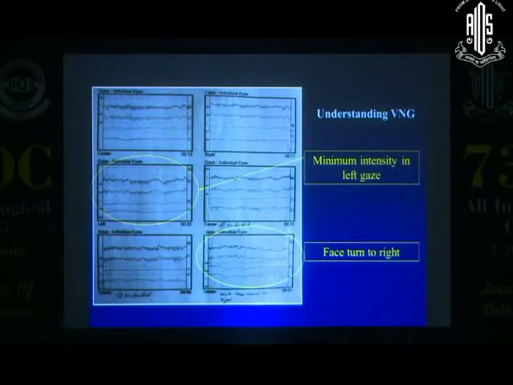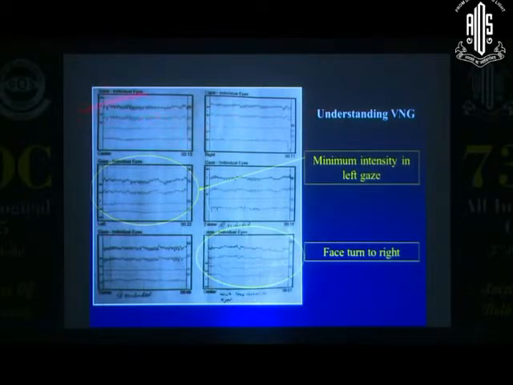Dr. Mihir has shown us a lot of squiggly lines, and there are not so many things that we can understand. I just wanted to say that this is what we also pick up when we are looking at head posture. So you want to understand the VNG or even an ENG, which will give you adequate information when you're looking at a head posture.